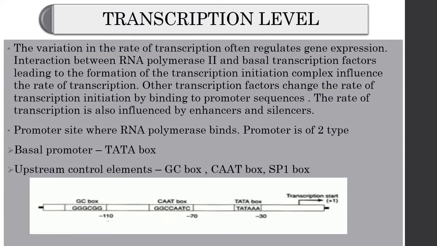Coming to the transcription level, what happens? Variations in the rate of transcription often regulate gene expression. The interactions between RNA polymerase II and the basic transcription factors lead to the formation of the transcription initiation complex, and it will influence the rate of transcription. Other transcription factors change the rate of transcription initiation by binding to the promoter sequences, and the rate of transcription is also influenced by the enhancer and the silencer.